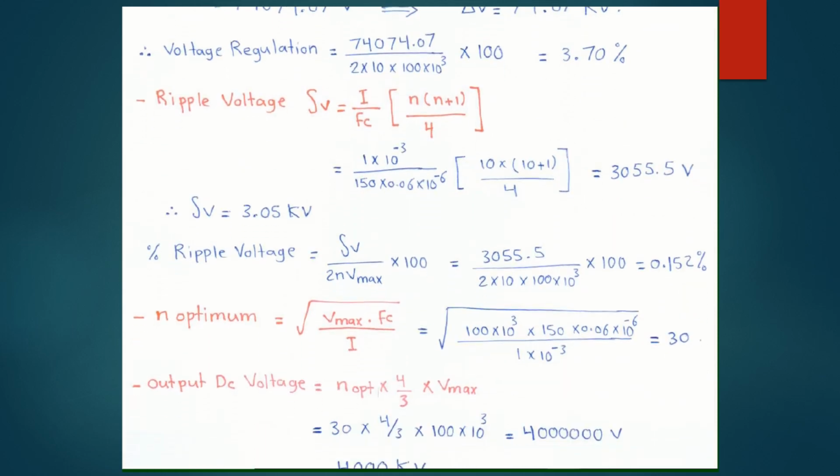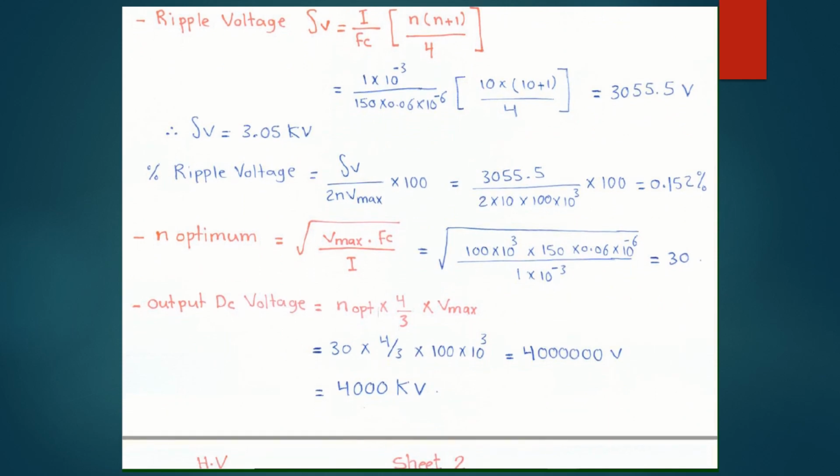So now we have solved the second requirement of this question. Now let's move on to the third requirement. For the N optimum, we just explain how we derive this formula: root 2, Vmax into Fc divided by I. We know the value of Vmax, the frequency, the capacitor and the current. So we only need to substitute the values to get the N optimum.